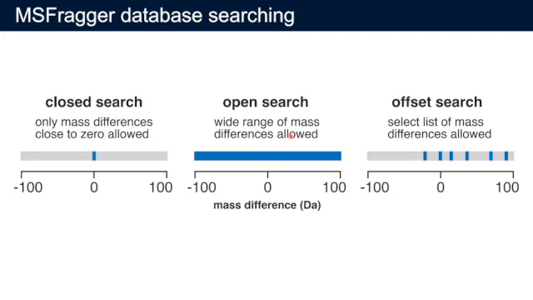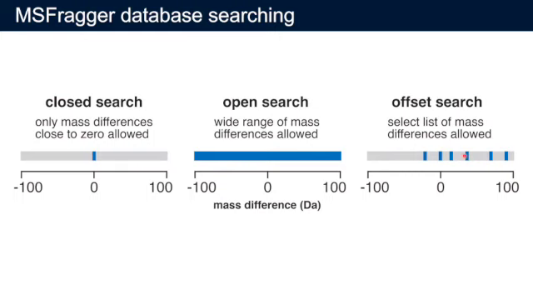MSFragger can also perform the open search. In open search, MSFragger searches peptides in a wide mass range, and those big mass differences can be interpreted as unknown modifications. We also support the mass offset search. Mass offset search is something in between closed search and open search. It searches a few mass offset notches, and in these notches MSFragger will match the fragment peaks, and the mass offset will be interpreted as an unmodified peptide if it's 0 and a modified peptide if it's non-zero.